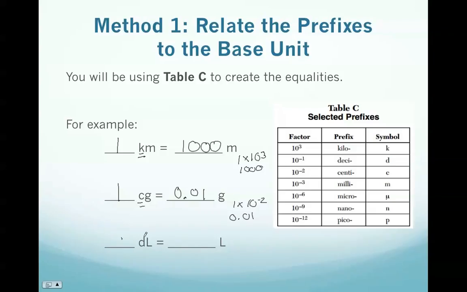All right, and the last one, again, here's my prefix. So I'm going to put a 1 in front of the prefix there. I'm going to find deci over on the side, which is 1 times 10 to the negative 1. You can either write that in that spot or calculate that out, which is 0.1. So 0.1. Okay, so that's one part of it, just coming up with these conversion factors relating the prefix to the base unit using Table C. So now let's actually use that in a problem.